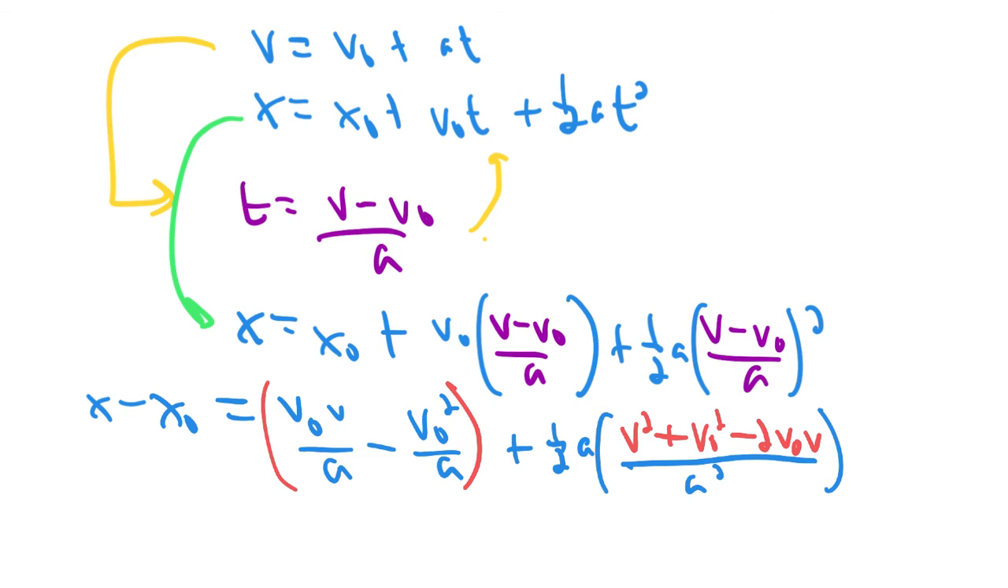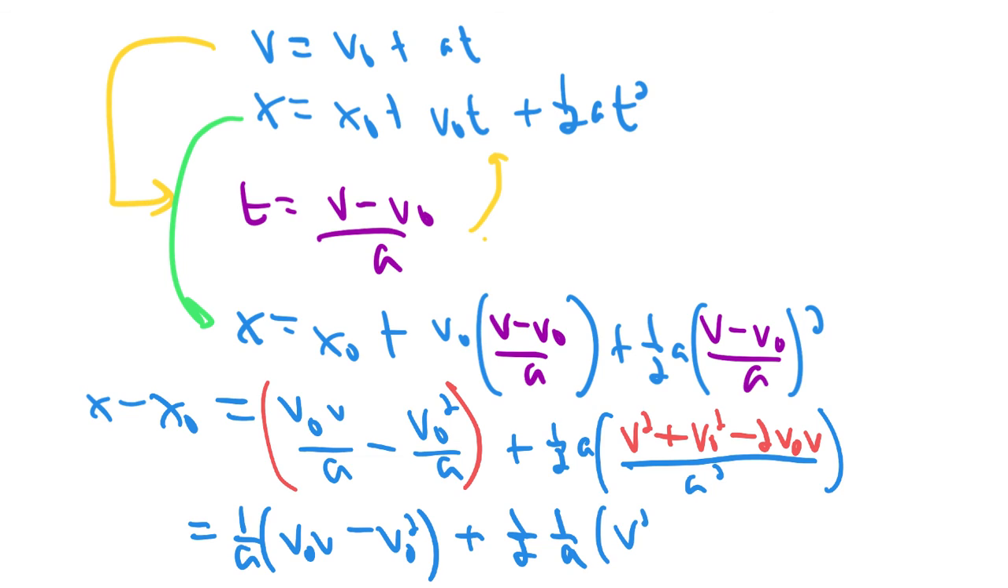All right. Let's write this out one more time. So we have v0v, let's pull this out as a 1 over a, v0v minus v0 squared. And over here we'll have 1/2 times 1 over a, and then on the inside v0 squared plus v squared plus v0 squared minus 2v0v. All right. Boy, this is still a mess, right? It's looking pretty awful. But what I'm going to do now is cross multiply by 2a.